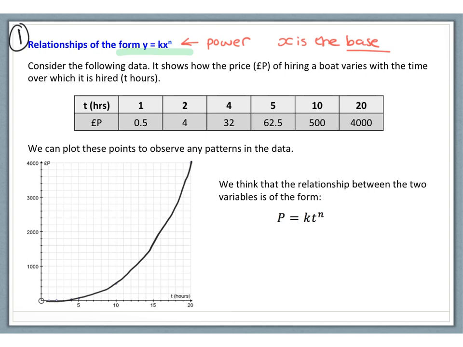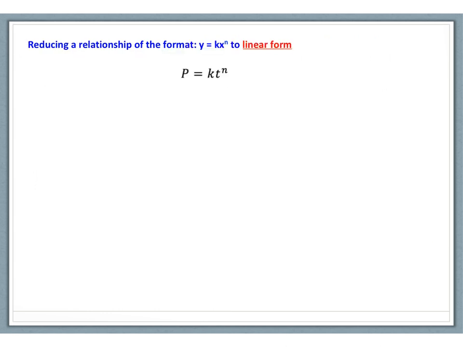So it is thought that the relationship between the two variables is of the form p equals kt to the power of n. So p, of course, is on the y-axis, t is on the x-axis, and k and n are constants, which we're going to try and find. So how are we going to find these constants? Well, we're going to do something which is called reducing a relationship to linear form.